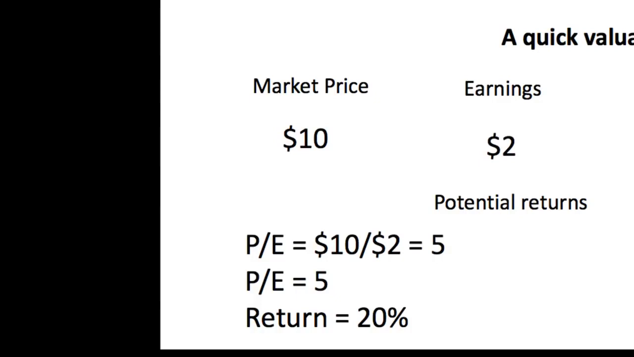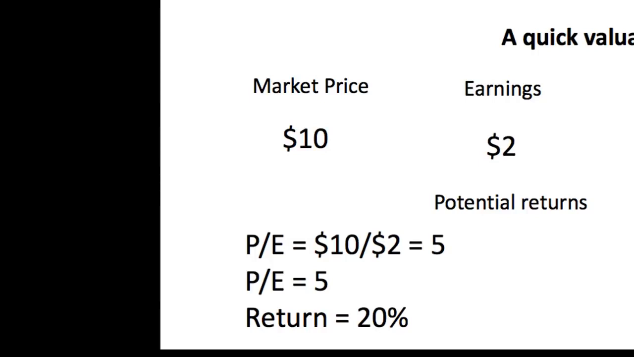And so when we see the PE of 5, what that really means, if the company can actually turn all those earnings into money that's going into your pocket, which is really the thing we're going to figure out in course 2 of this website, but let's assume all those earnings go into your pocket, that's going to give you a 20% return. And the only way you got to figure that out is just take the $2 in earnings divided by the market price of $10, and that's 20%.